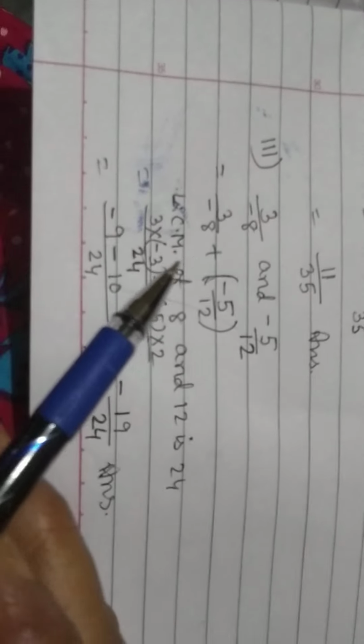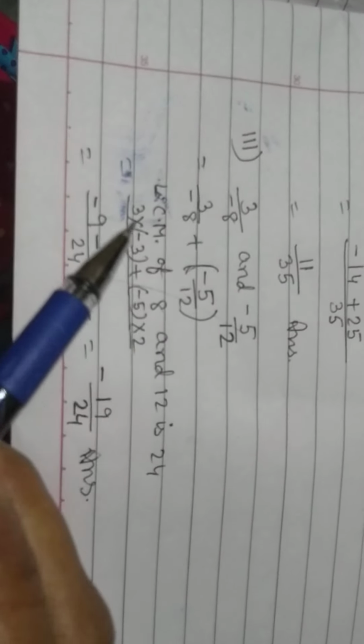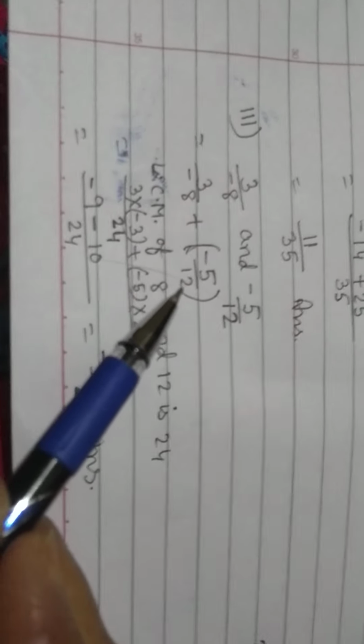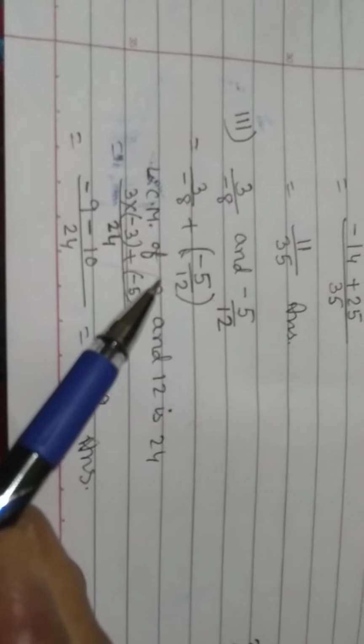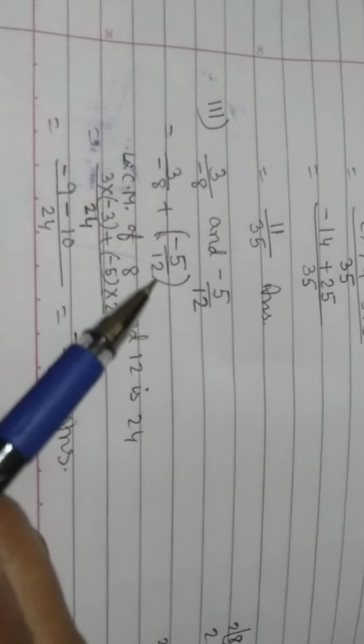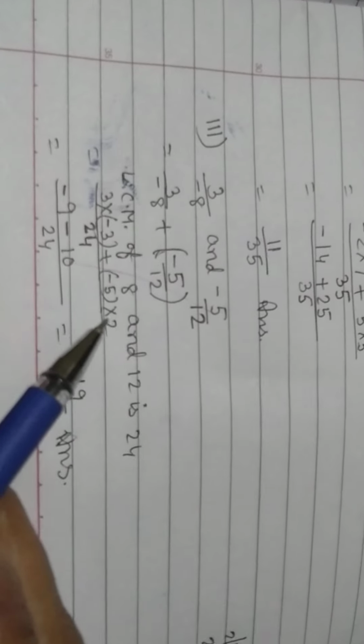Now we write 24 at the place of the denominator. Then same process, we divide by the denominator of the first number. If we divide 24 by minus 8, we get minus 3. Then multiply it by the numerator of the first number. It was 3, then the number becomes 3 into minus 3. Then divide the LCM by the denominator of the second number. 24 divided by 12 becomes 2, and then multiply it by the numerator of the second number. It was minus 5, then the number becomes minus 5 into 2.